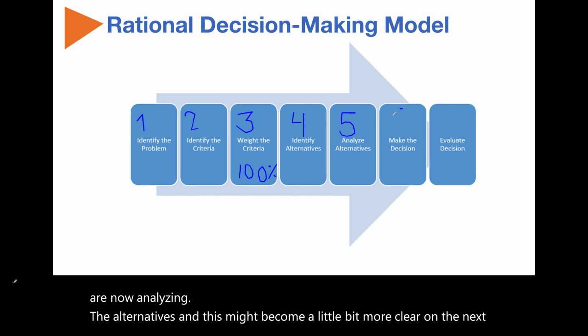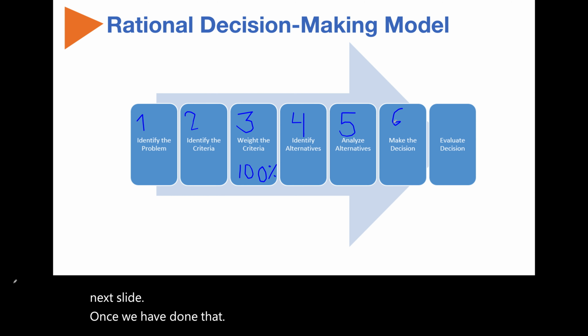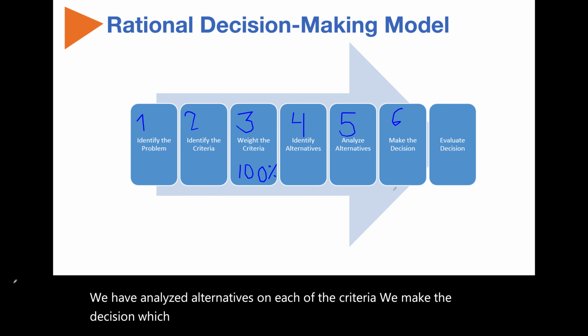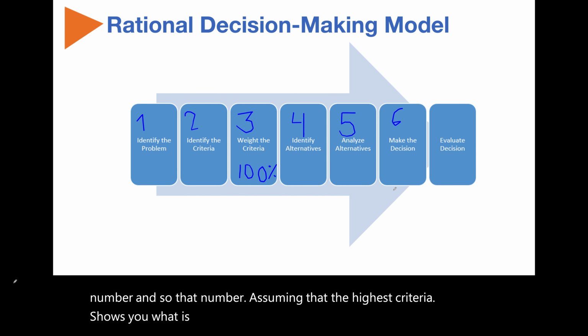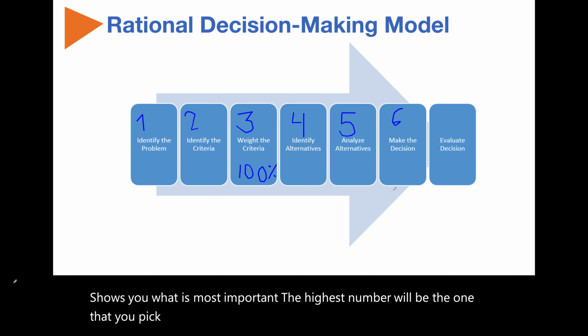Once we have done that, we have analyzed the alternatives on each of the criteria. We make the decision, which is we just compute the number, and we will come up with a number. And so that number, assuming that the highest weight shows you what is most important, the highest number will be the one that you pick. The alternative with the highest number is the one that you pick. So you make the decision.